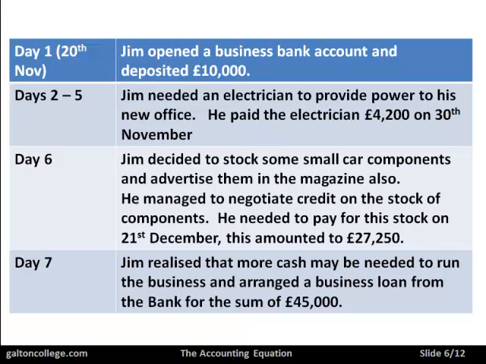Now we've got some information here about this new business. He deposited £10,000 in the bank. He had some electrical work done. He decided to stock some components and sell them in the magazine. And just in case he ran out of money, he decided to have £45,000 from the bank as a loan. He'd certainly need that to pay for his £27,250 for components. Now let's see how we can enter these in a more systematic format to see how it works.